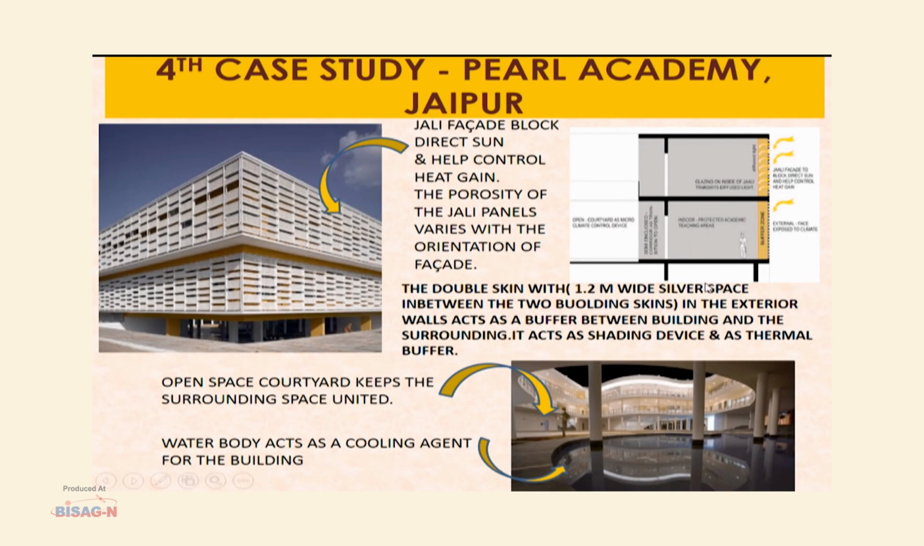The fourth case study is the Pearl Academy of Jaipur. In this we see the jali facade which blocks the direct sunlight and helps control the heat gain. So it actually has a double skin layer. The external one consists of the jali facade. There is a 1.2 meter wide space between the actual facade and this jali facade. The exterior walls act as a buffer between the building and the surroundings. It acts as a shading device and as a thermal buffer as such.